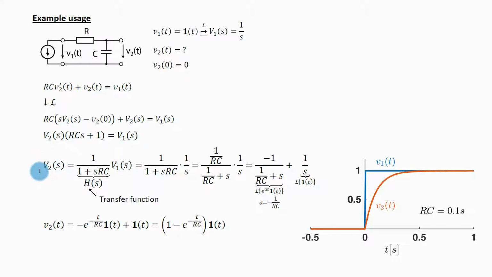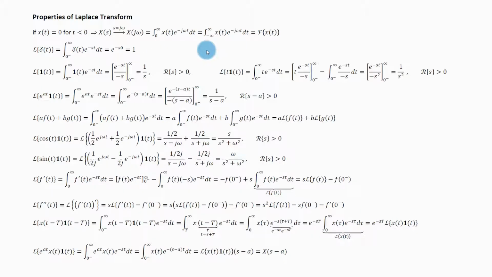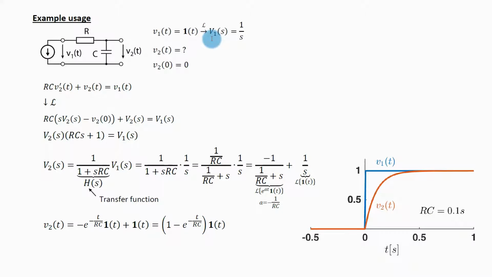Now to find what is the output voltage, I need to substitute for the Laplace image of the input voltage. The input voltage is the unit step, so from what we have derived here, the Laplace image will be 1 over s. The Laplace image of the input voltage will be 1 over s. When I substitute this for V1, I get this. This is the Laplace image of the output voltage. Now all I need is to take the inverse Laplace transform to get the output voltage in the time domain.